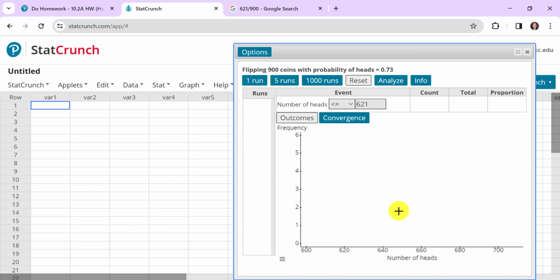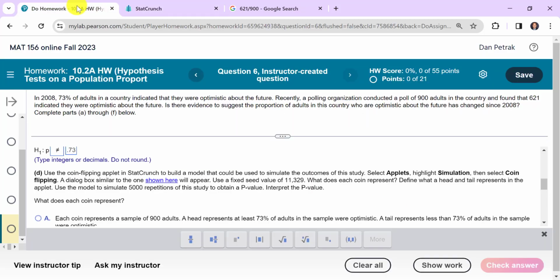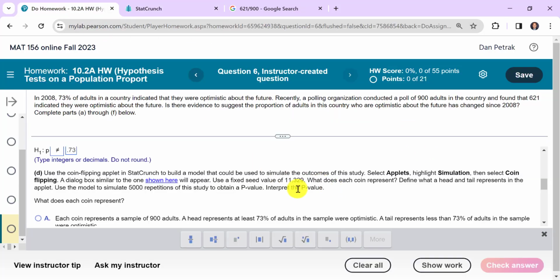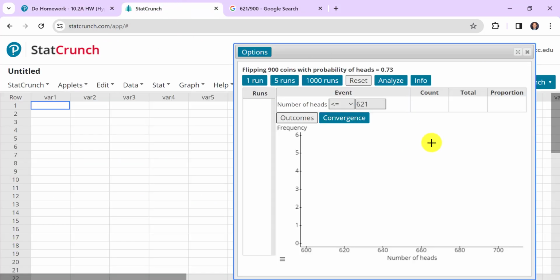So we're going to run the simulation, assuming that it's like flipping a coin that has a 73% chance of getting heads. And we're going to say how many times would 621 or less show up if we flipped it 900 times. And I think it tells us to do this 5,000 times. So we'll hit the 5,000.